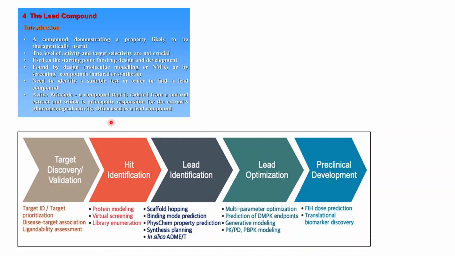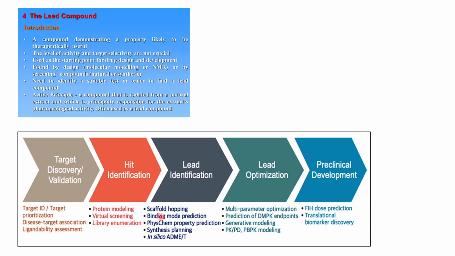So how does drug discovery happen? There are two steps. First is from target discovery or validation up to the preclinical trials, and the second is from preclinical trials to clinical trials. So what are the initial steps? The initial step is target discovery or validation. Here target ID or target prioritization happens. Then we have disease target association and ligandability assessment, followed by hit identification. Hit identification happens with the help of protein modeling, virtual screening and library enumeration, followed by lead identification.